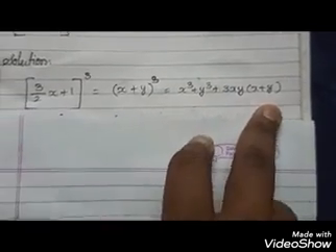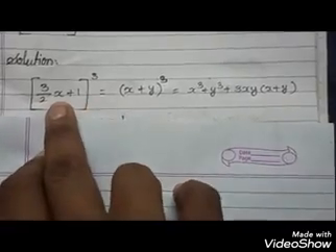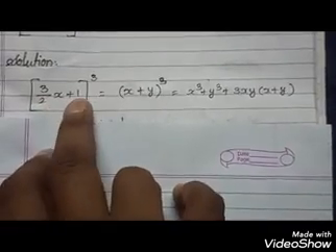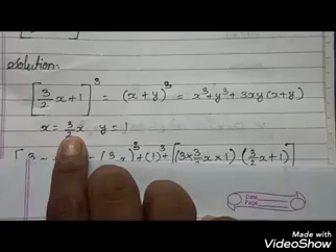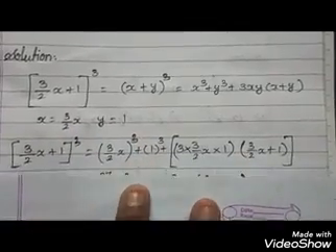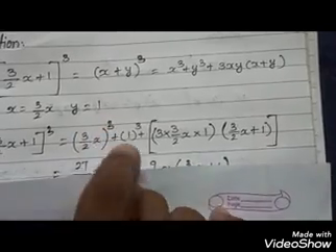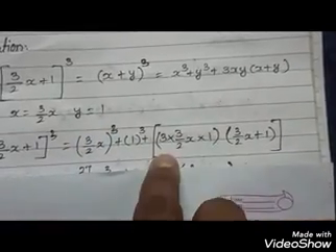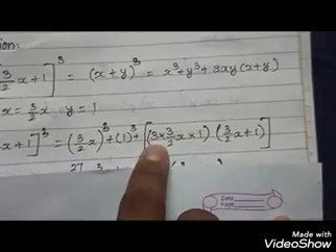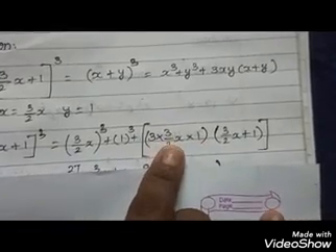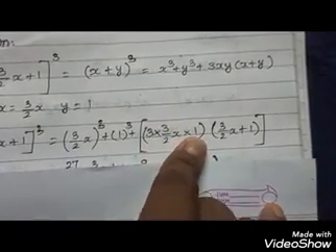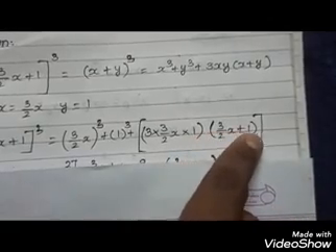So here what is the value of x? 3 by 2x, and the value of y is 1. We take these as the x and y values and directly substitute. So 3 by 2x whole cube plus 1, and 3xy, so 3 into x into y. So 3 into the x value 3 by 2x, into the y value 1, and x plus y, 3 by 2x plus 1.